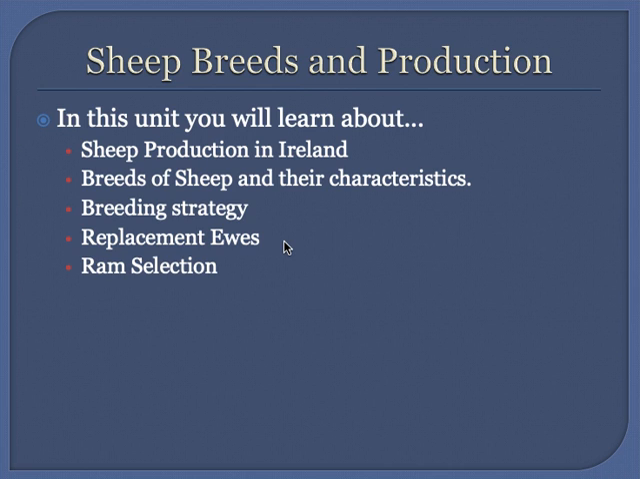We're going to look at sheep breeds in this presentation. Under the heading of sheep breeds and sheep production, we're going to look at a general introduction to sheep breeding in Ireland. We're going to look at the different breeds of sheep and what their characteristics are and what they're used for. We're going to look at a breeding strategy, and then we're going to look at the characteristics you look out for in replacement ewes and also when selecting rams.